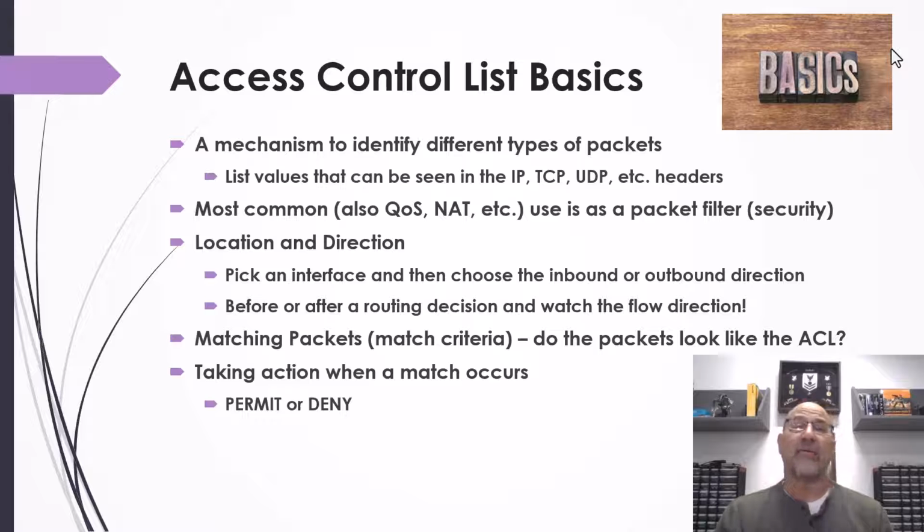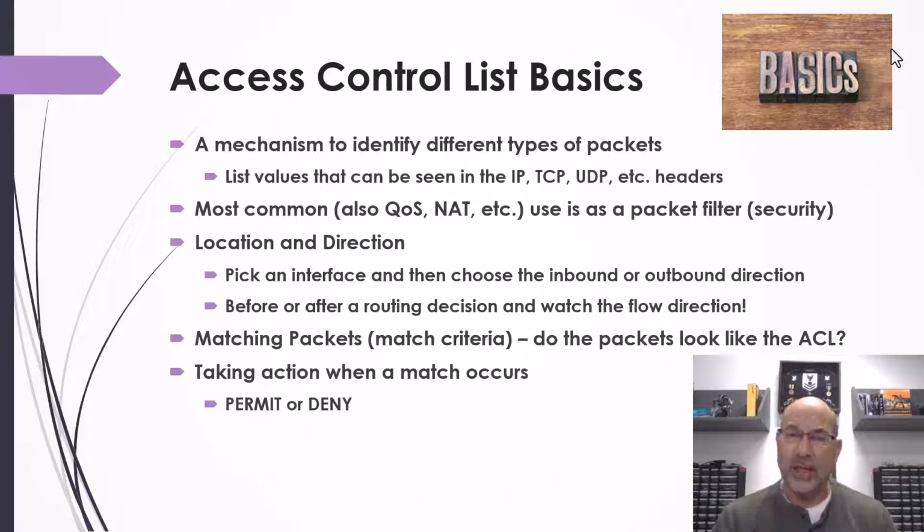And then we have the headers at layer 4, right? So we can look at the TCP and UDP port numbers. And so there's a whole collection of fields that we can look at to identify packets. And the access control list, which is a list of rules, says, here's what I want to examine. Now again, the most common thing that we use these for is to identify packets so that we can do a security thing. We can say, I want to either permit or deny this kind of traffic.